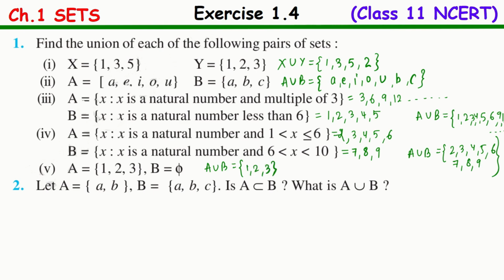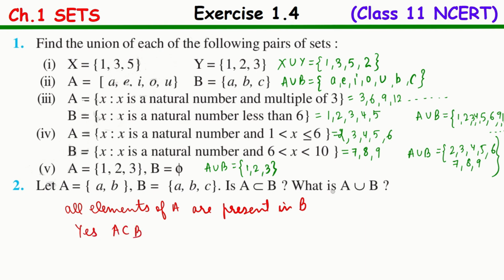The second question says that A is this and B is this set. Is A a subset of B? A is A and B. So all elements of A are present in B. Right? So yes, A is a subset of B. Then we have to find what A union B is. A union B is all the elements of A, then B, and we have C left. So A, B, C. So A union B is nothing but the set B.